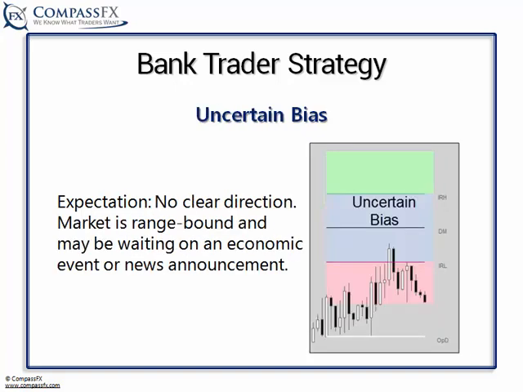When we get uncertain bias, this is where there's no clear direction. The market is range bound and may be waiting on an economic event or a news announcement. But this is a clear indication to let go of the mouse, step away from the keyboard, or go find another currency pair to trade.